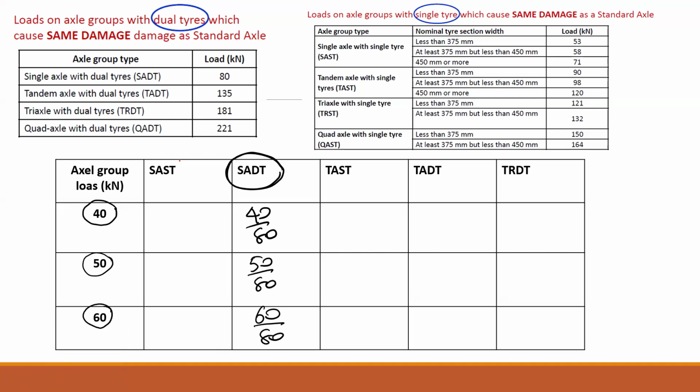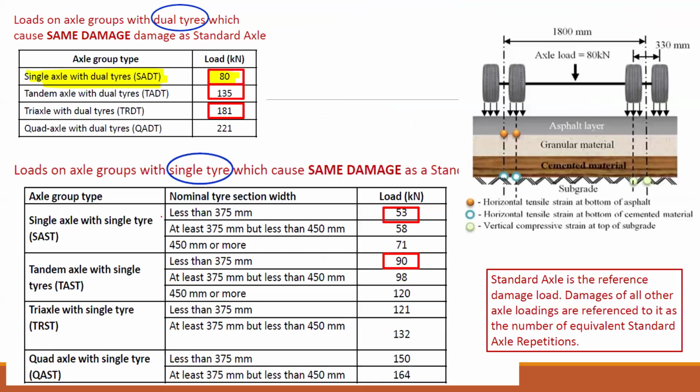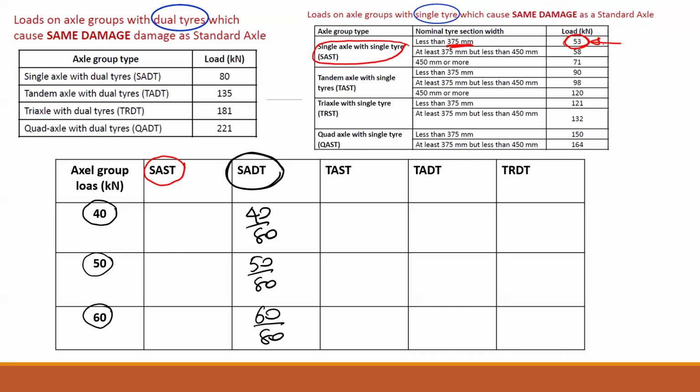But if you look at the SAST, the damage of 1 is created by how many kilonewtons? You need to find out from this table. So single axle, single tires, for this tire width, you can consider 53. So to find the damage created by 40: 53 is creating a damage of 1, so 40 is creating a damage of 40 divided by 53. 50 is creating a damage of 50 divided by 53. So 60 is creating a damage of 60 divided by 53. Does that make sense? Yes.